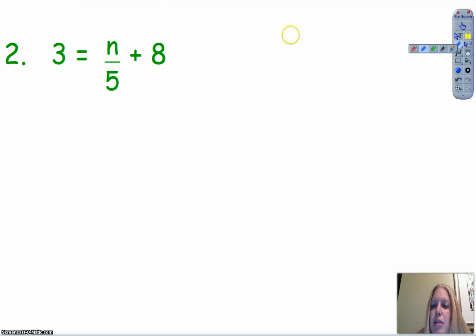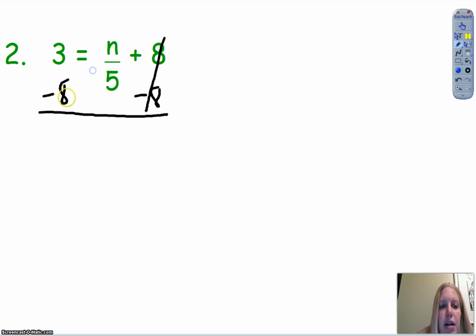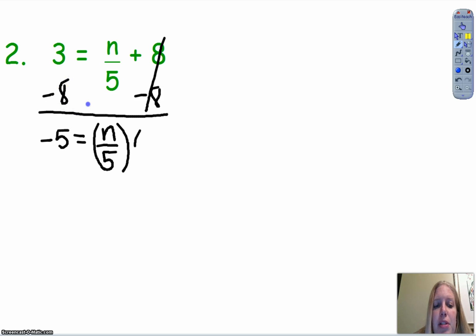Okay, number 2. We have an adding 8 because we're undoing addition and subtraction first. So we're going to subtract 8 from both sides. Cancel those out. 3 take away 8 would be negative 5 equals n over 5. Now, if you recall, I've been telling you that fractions also mean division. So this means n divided by 5. So I'm going to multiply both sides by 5. Both sides of my equal sign.